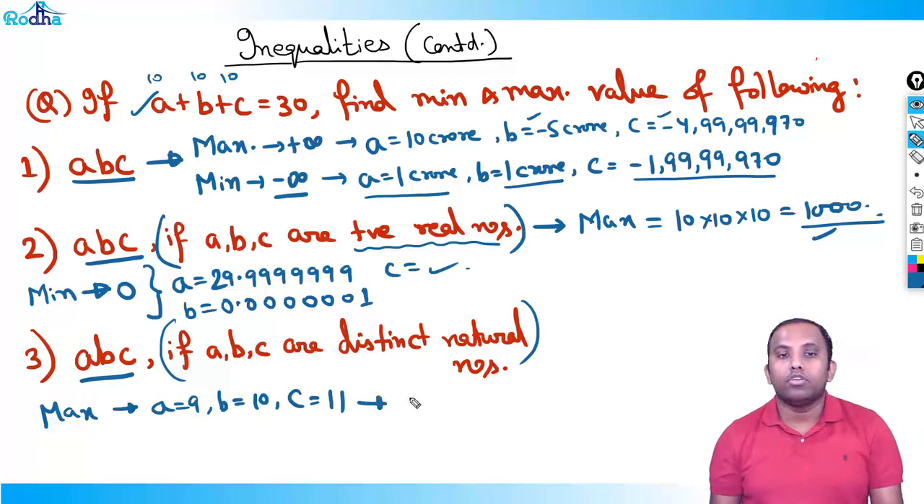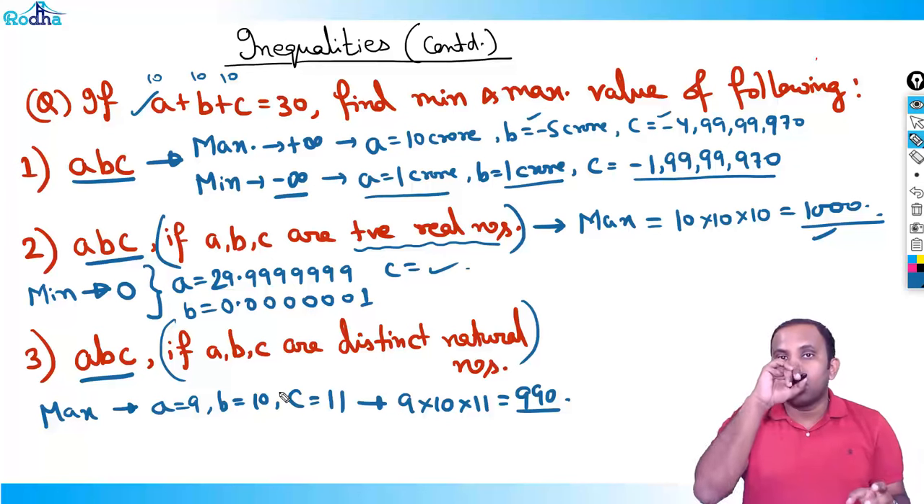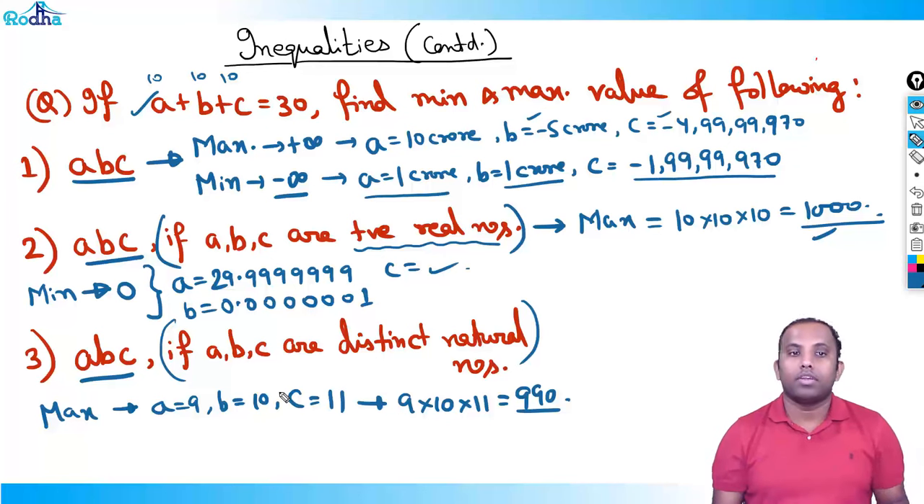So what is A into B into C here? 9 into 10 into 11, that is 990. This could be the maximum value. Distinct natural numbers means they can't be equal, so they have to be as close as possible. So 30 divided in 3 parts, as close as possible: 9, 10, and 11, right?